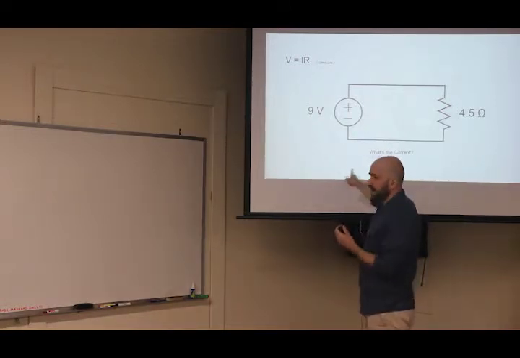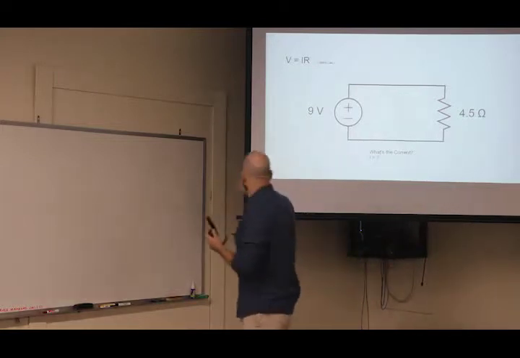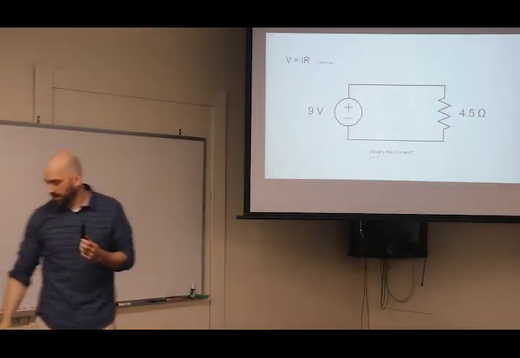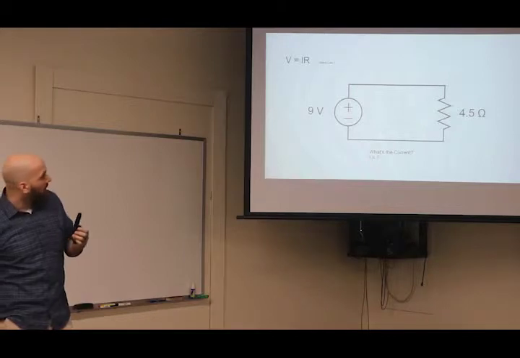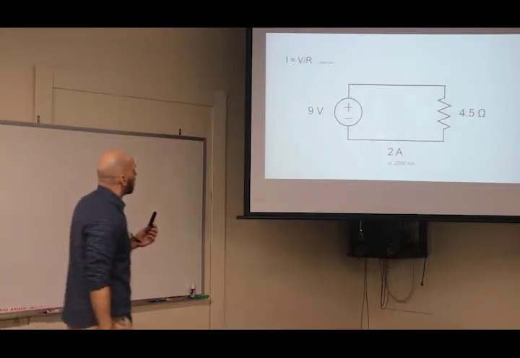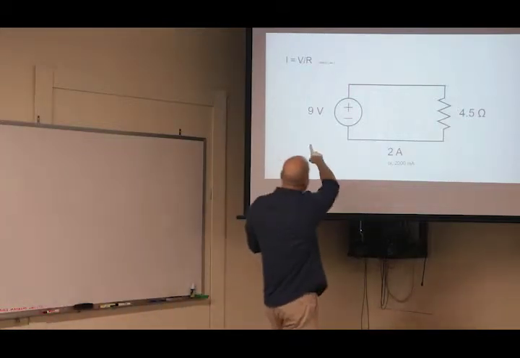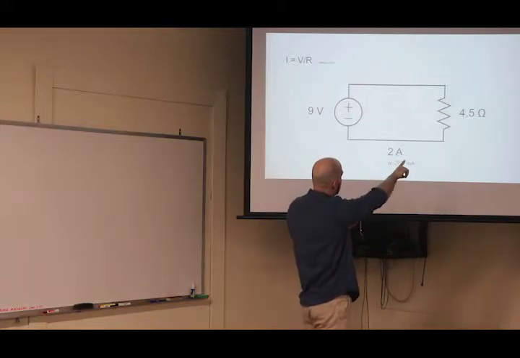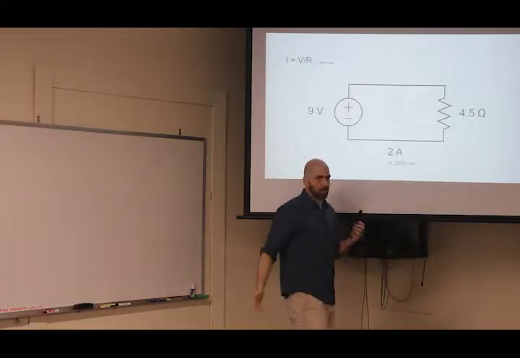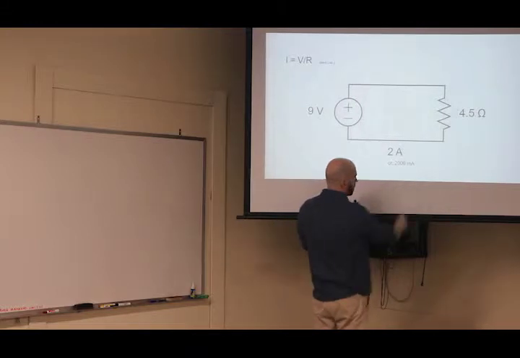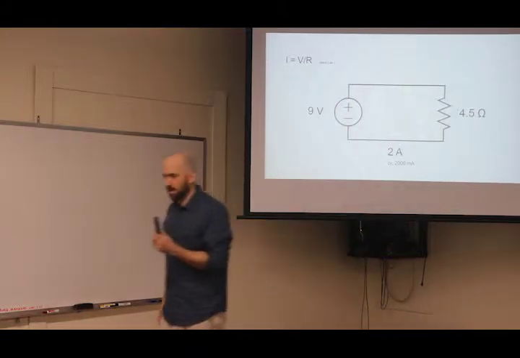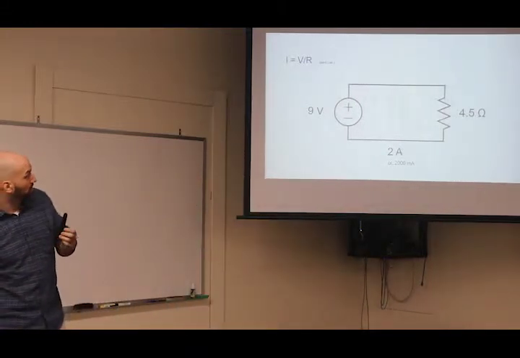If you want to calculate for I, so you know you've got your resistor value, you know what your 9-volt source is, and you want to find I, then a bit of algebra, and you've got I equals V over R. So 9 divided by 4.5 equals 2 amps. And all of these are SI units, so it's the standard prefix, milliamperes in this case.